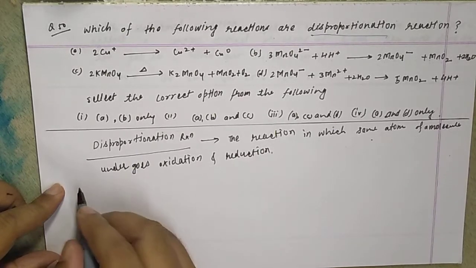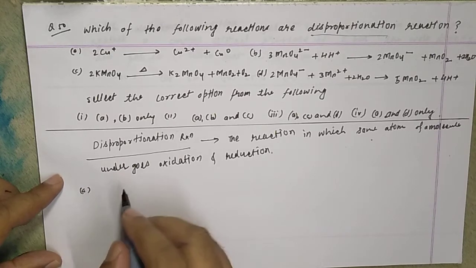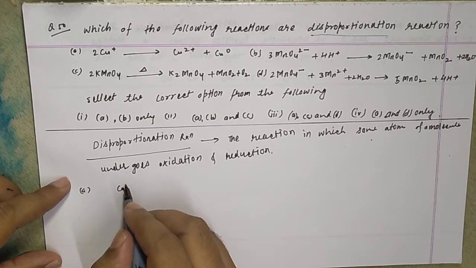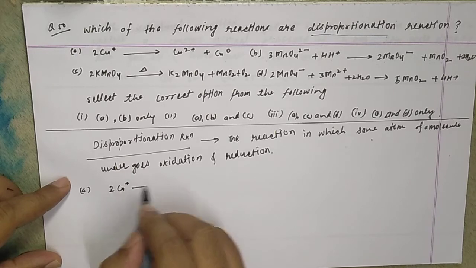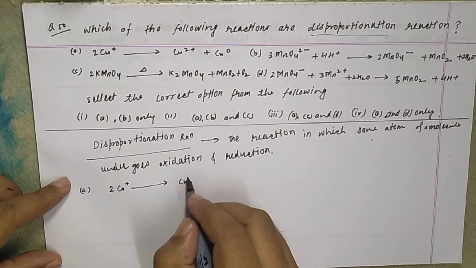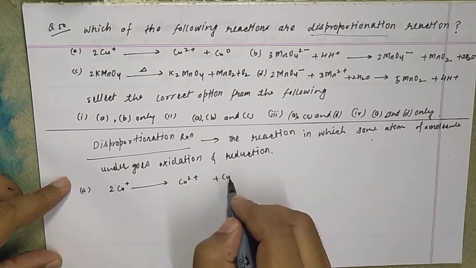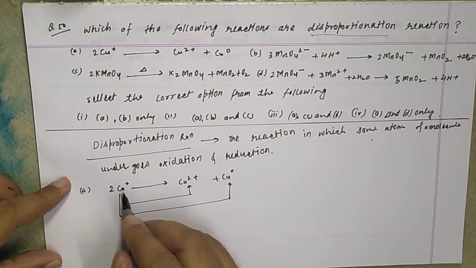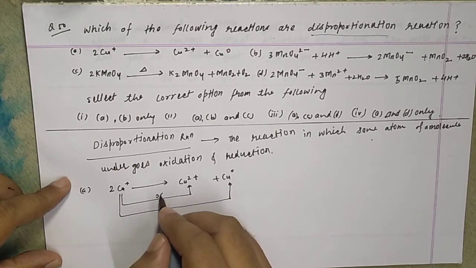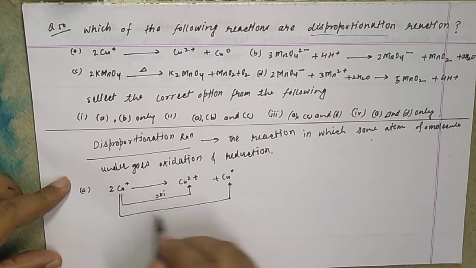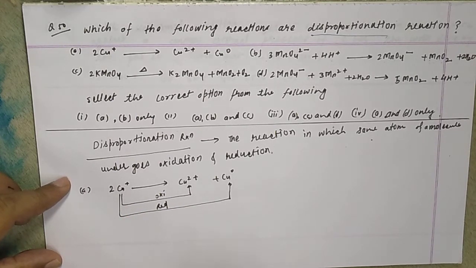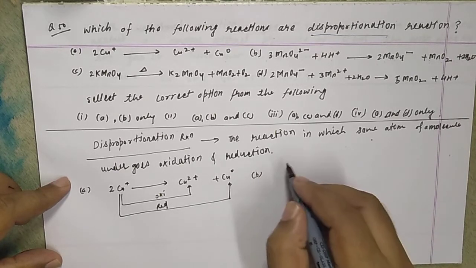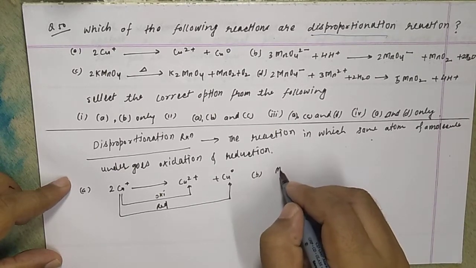Okay, now option A we are going to find out. Cu is there, positive 2 Cu, and it is converting into Cu2 plus and Cu0. So here you see what is happening. 2 plus 1 to 2 plus 2, that is oxidation, and plus 1 to 0, that is reduction. So this is an example of disproportionation. Now you go to B, you see what the question is there.